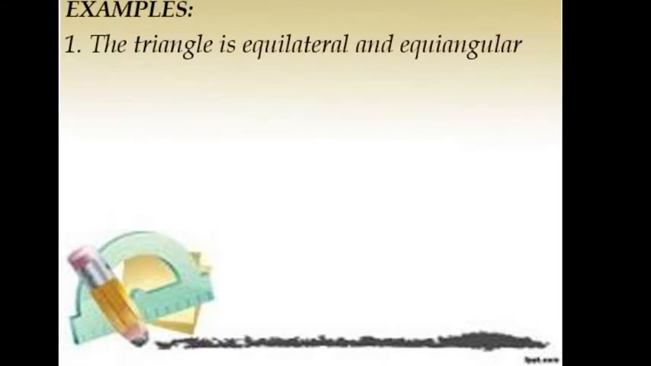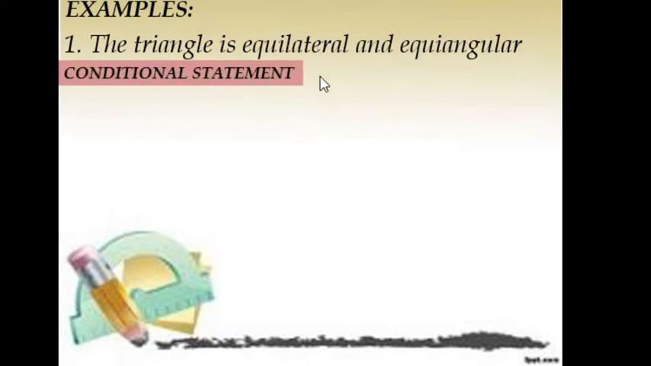So, one, the triangle is equilateral and equiangular. So, gamitin natin ito sa conditional statement. Kailangan natin itong hatiin sa dalawang phrase. And kung mapapansin niyo dito sa ating statement, gumamit tayo ng word na and. Yan. So, gagamitin natin ito para hatiin sa dalawang parts yung ating statement.